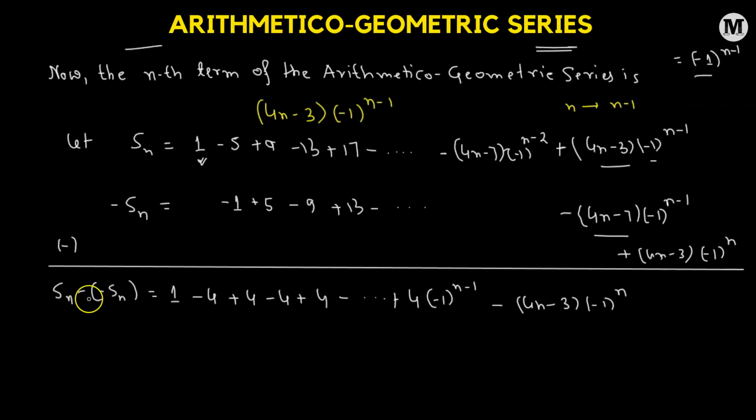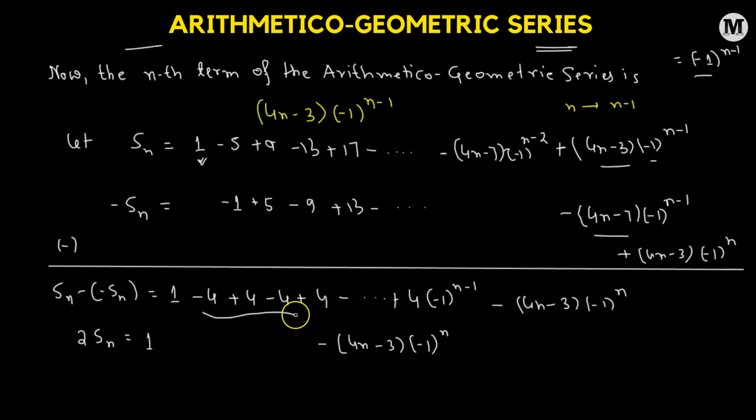Fine. Now Sn minus negative Sn is simply 2 times Sn. What we will do here is keep the first term as it is, and we are also going to keep the last term as it is, which is negative 4n minus 3 multiplied by negative 1 raised to the power of n.